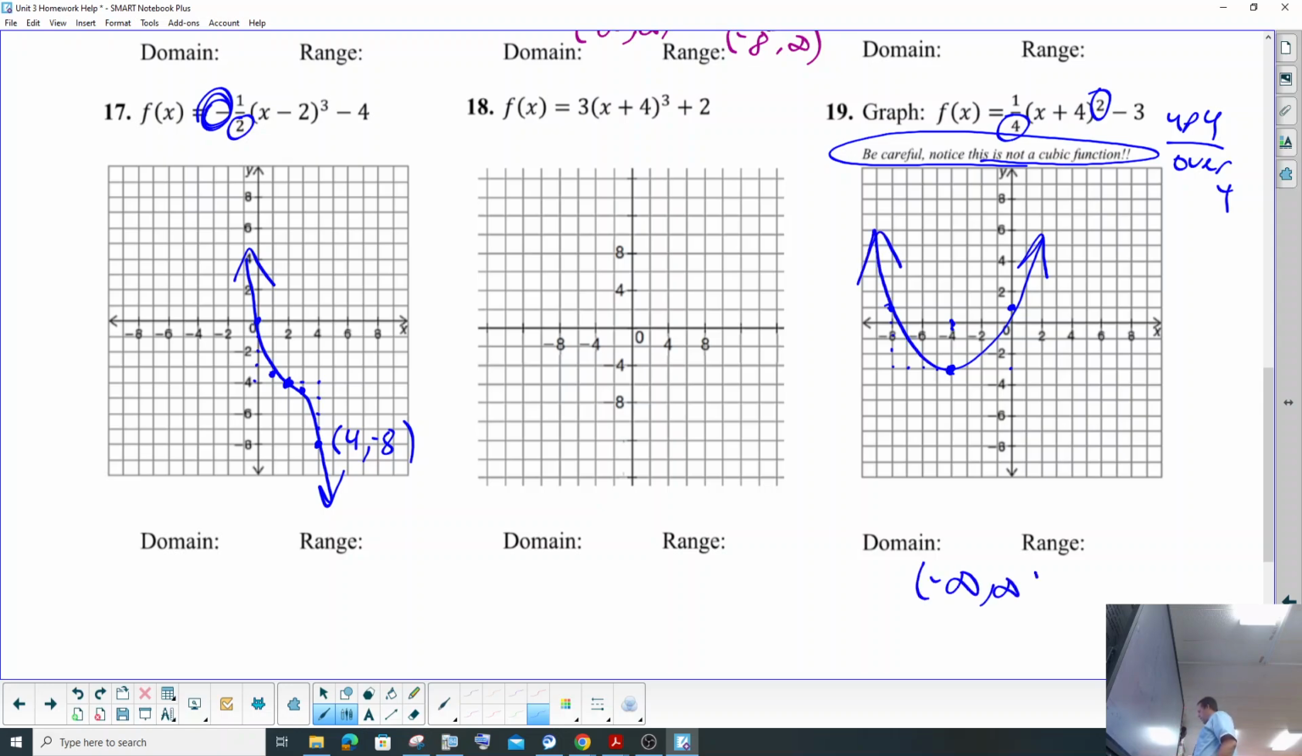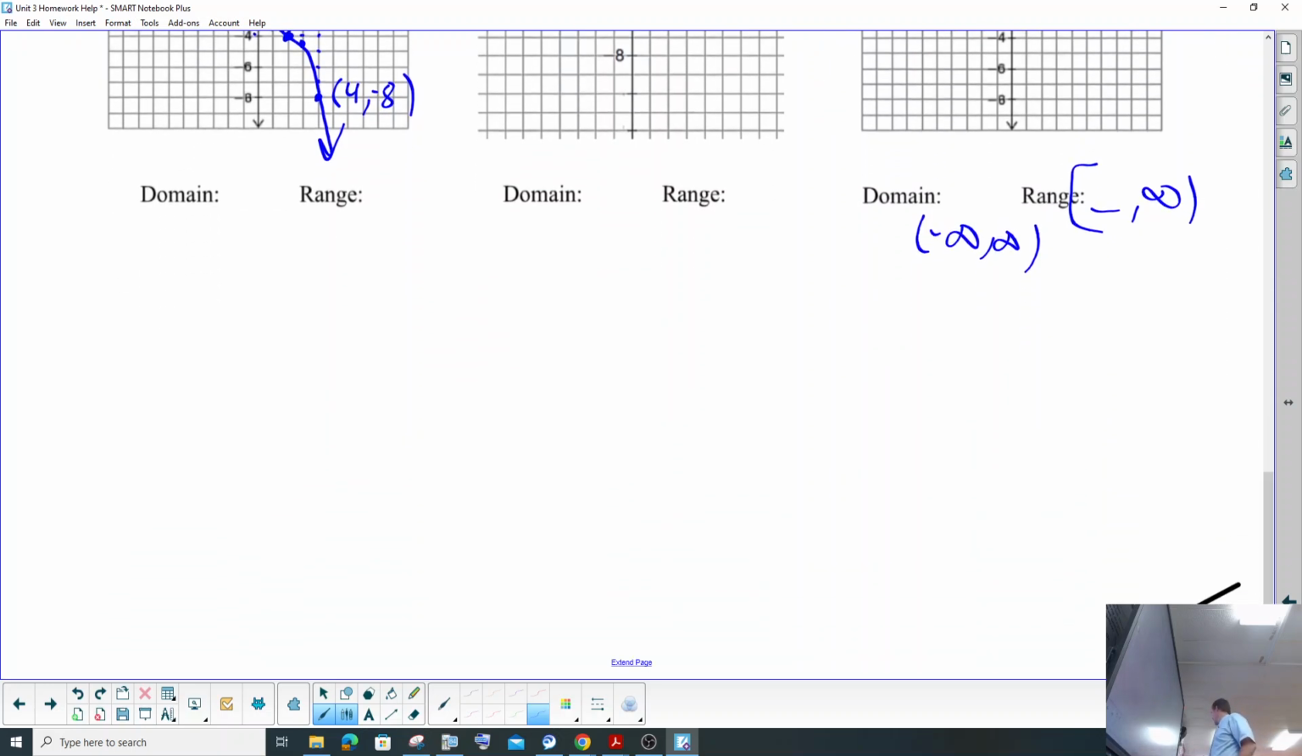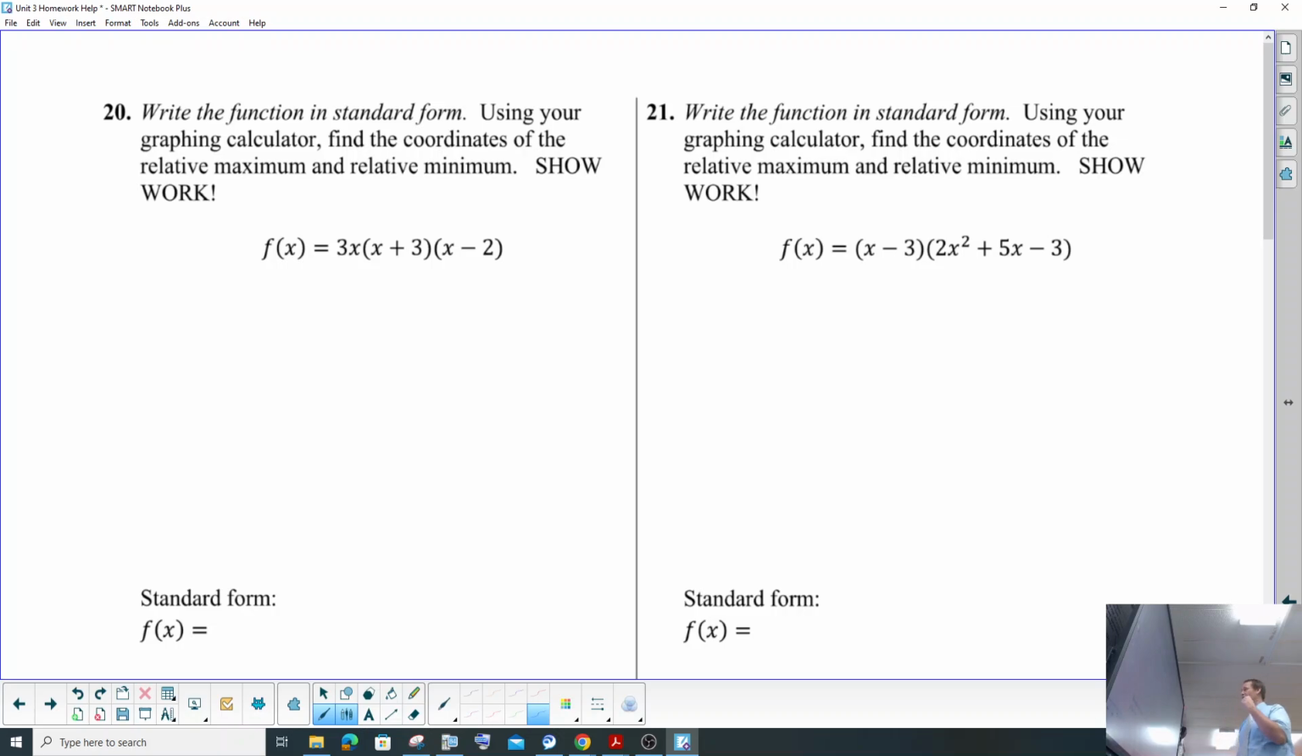Negative infinity, positive infinity. It is going to be finishing off at infinity, but what's that value? Bracket, what's that value? I'll give you a hint. It's the y value of the vertex. Nice. Okay, so then we jump to our last page here.